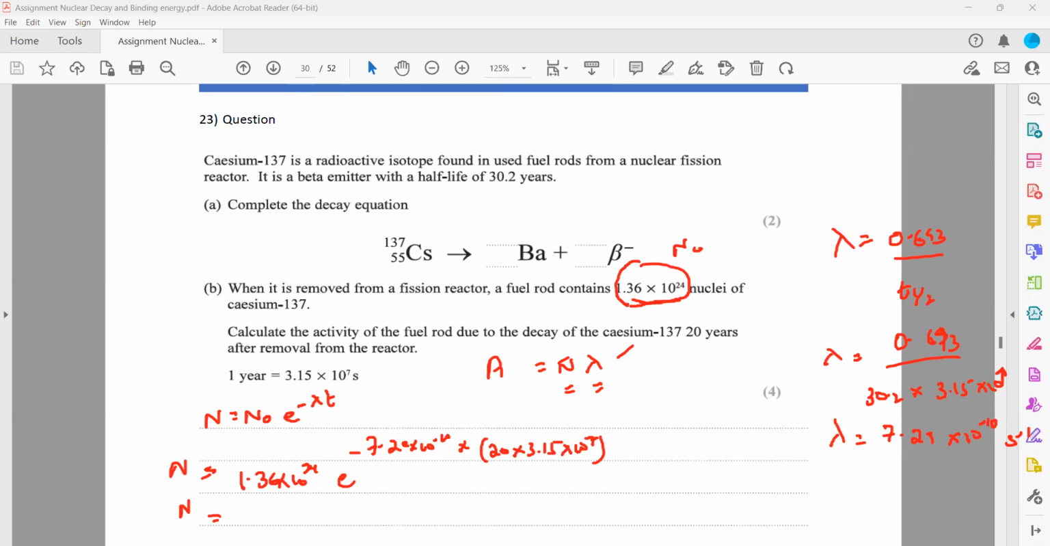So this will be N, and after getting N, substituting this value, activity is equal to N lambda. So we have the lambda, we have N. This will give us an activity which is about 6 × 10^14 becquerel.